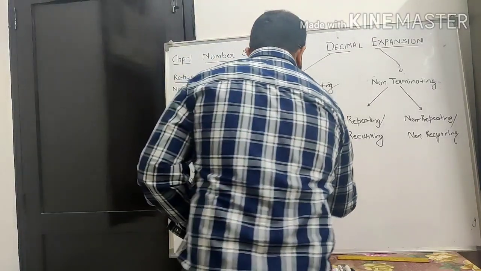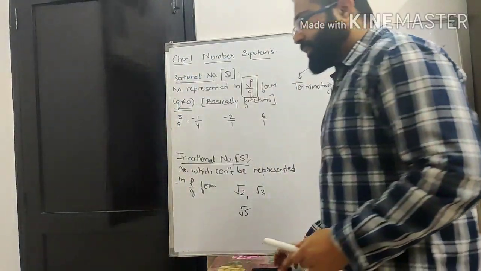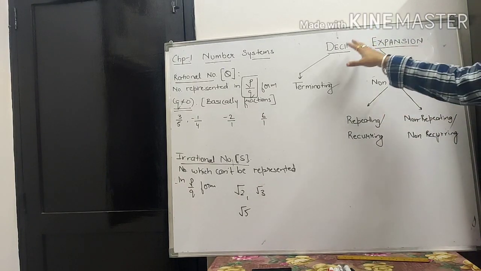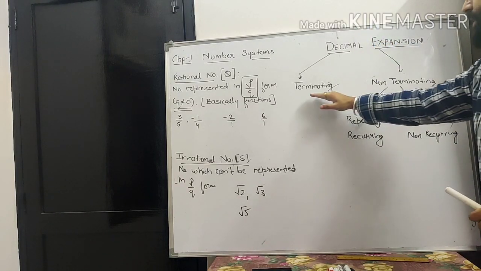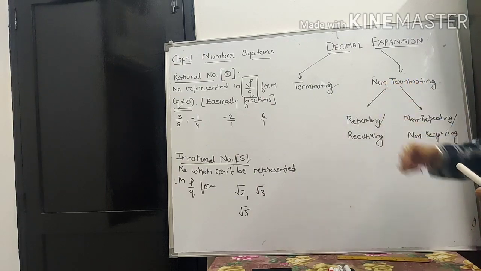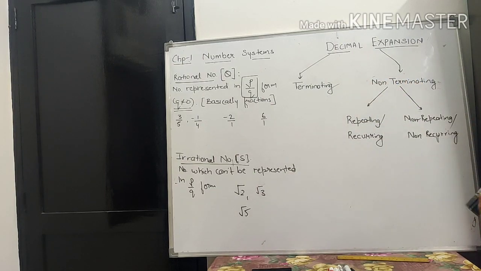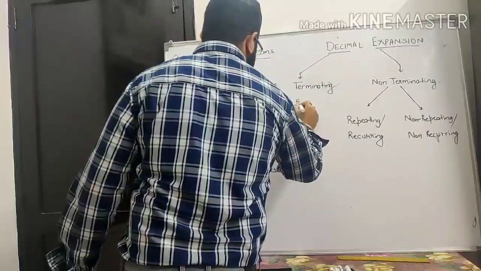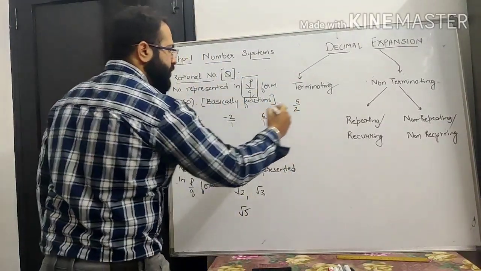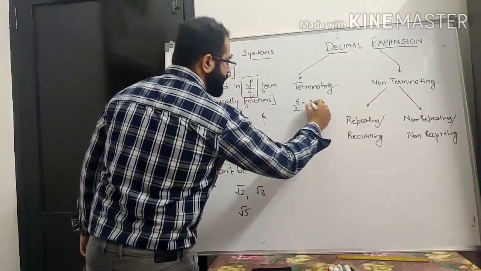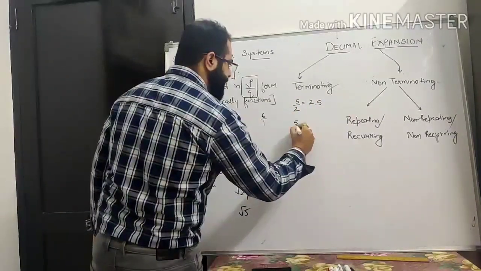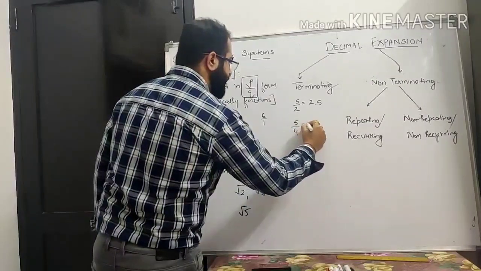Now, learning more about the rational and the irrational, we need to go through the decimal expansion of the numbers. We know that the decimal expansion can be a terminating one or a non-terminating one. What do we mean by a terminating decimal expansion? Suppose if we divide 5 by 2, what will we get? We'll get 2.5.